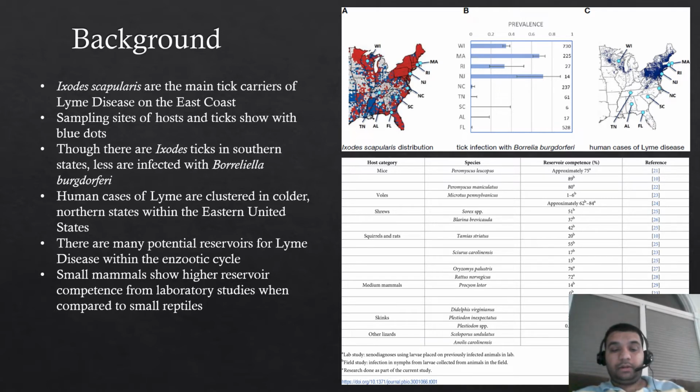From the beginning figure of this paper, we can see that human Lyme disease is mainly in New England, and there are a ton of different possible reservoir hosts. But the question that they are trying to ask is why it is more prevalent in the North than it is in the South.